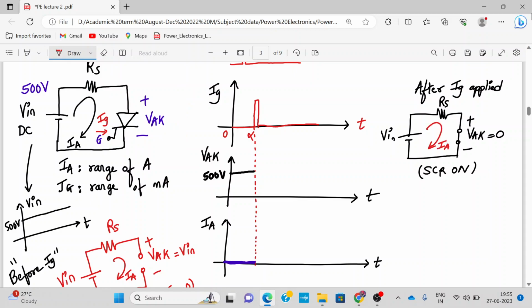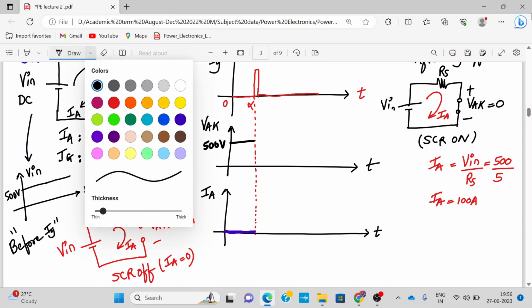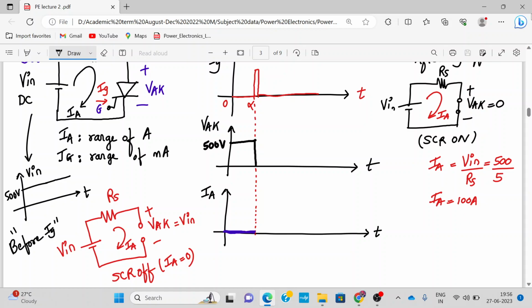So what will be the current value? As you can see, this is a short circuit. Current is basically V in upon RS. Let's say the RS value given to you is around 5 ohms. So V in is around 500 and RS is 5, so IA will be around 100 amperes. The VAK will drop to 0 because the SCR is on over here, and it will remain on until the next trigger pulse. This will be 0, whereas your current will be around 100 amperes. I've explained why 100 amperes.